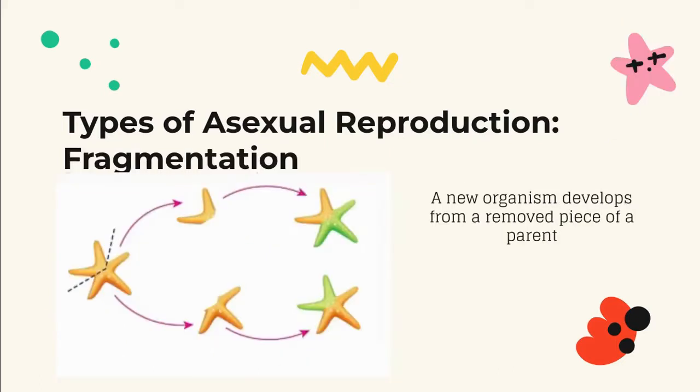We then have fragmentation. This is a new organism developing from a removed piece of a parent. So here we have one starfish that gets cut, and each piece grows using cell division to add and build a body. So now I started with one starfish, and pieces of it became two separate organisms. So I have reproduction, one organism becomes two, and they are identical.